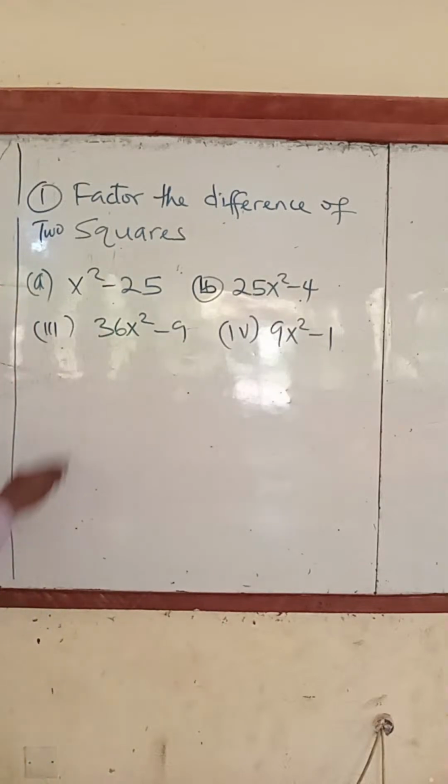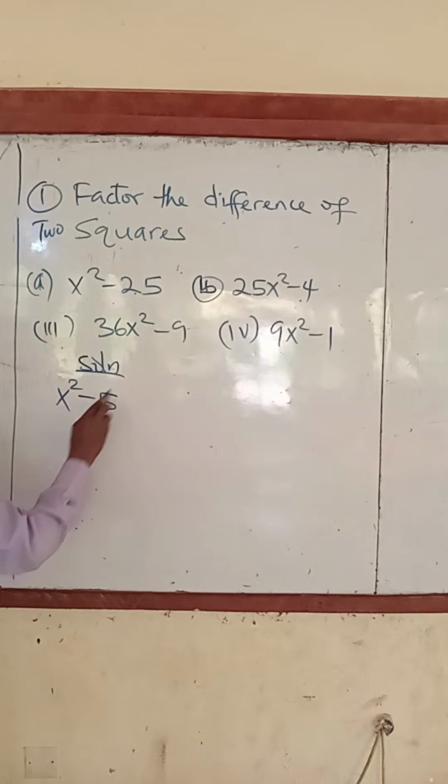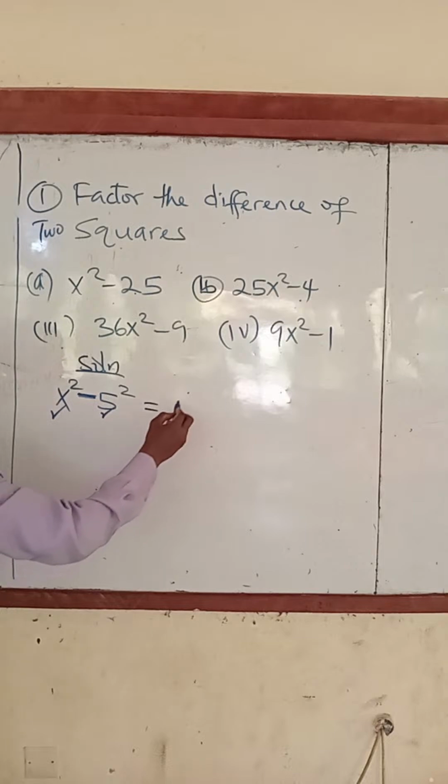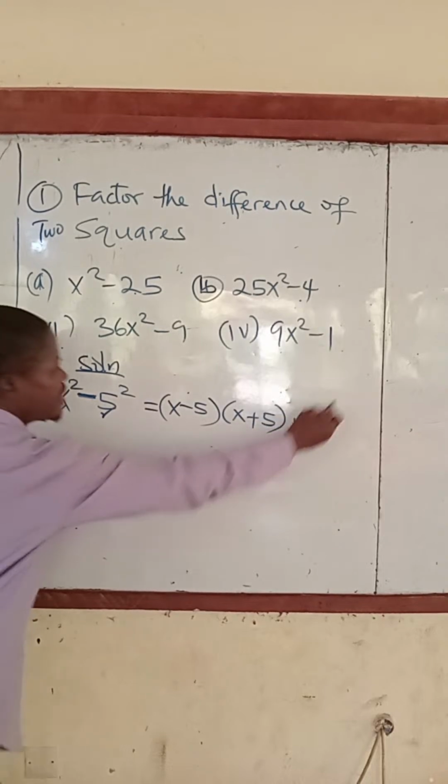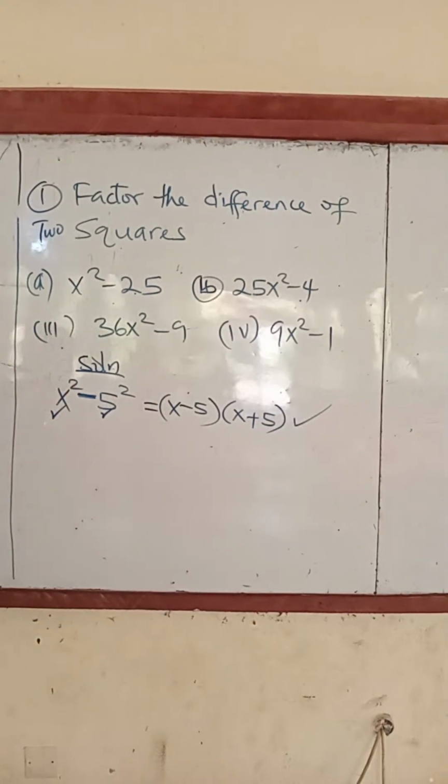So the first one is x squared. The 25 is 5 squared. So this is a multiple, this is a multiple, and you have minus that connects them together. This will be equal to what? X minus 5 times what? X plus 5. And that's the solution.